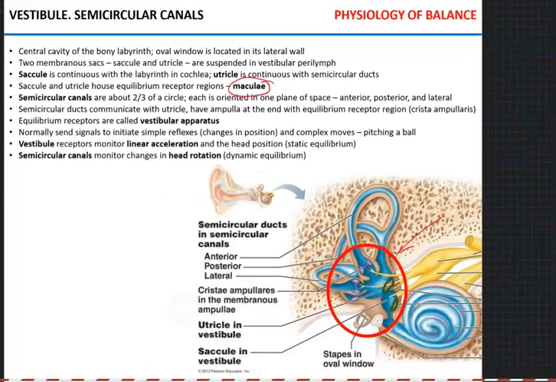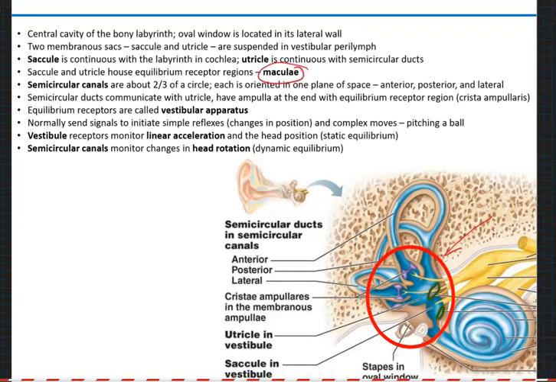Now, the second part of the inner ear that is also responsible for sensing the balance are semicircular canals. So semicircular canals, there are three of them because we live in the 3D space. They are responsible for sensing rotation of the head, or so-called dynamic equilibrium. Okay?